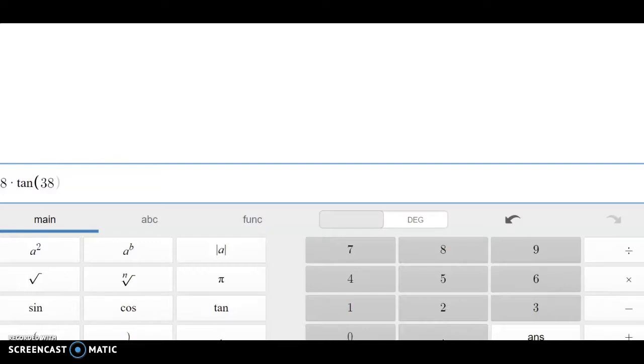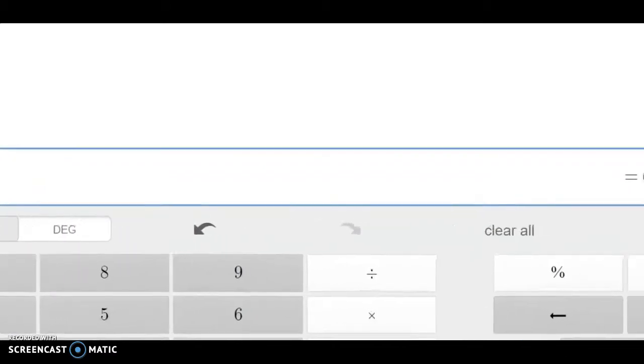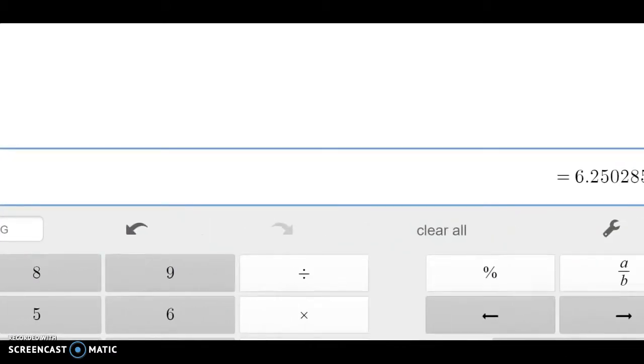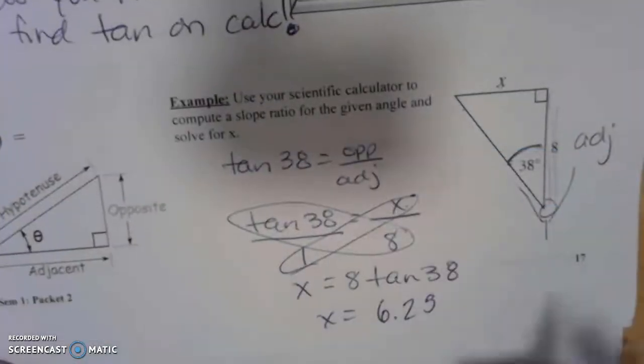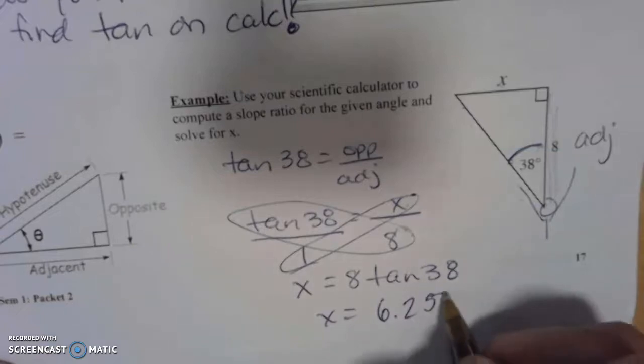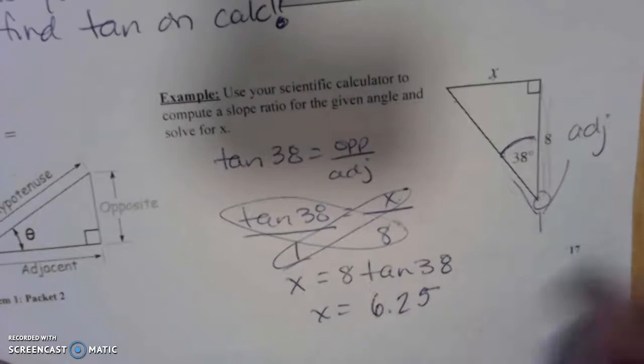Okay, so we are going to do 8 times tangent 38, and we got 6.25 as our answer. See, when I make it larger on the right side of the screen, 6.25 is the answer. I'm going to go back to paper so you can see that. All right, 6.25. All we did was type that into the calculator, and you have to go to Desmos's Scientific Calculator.